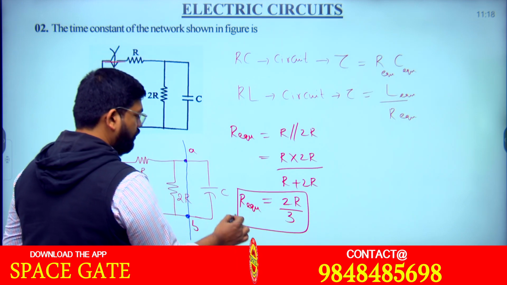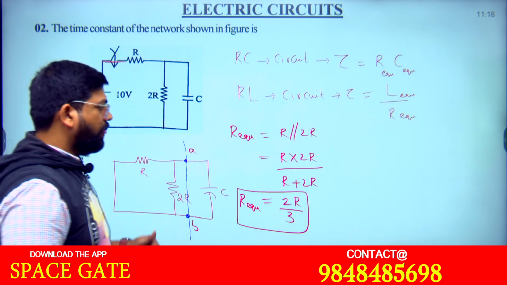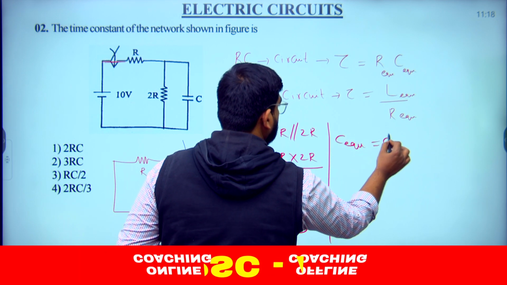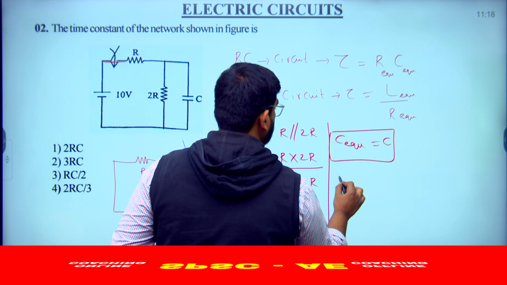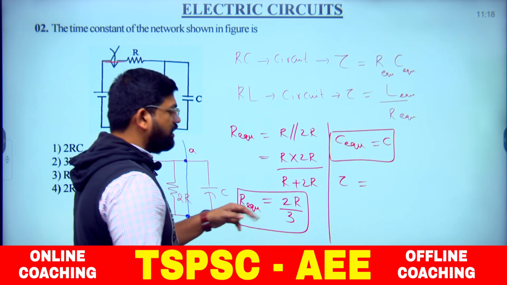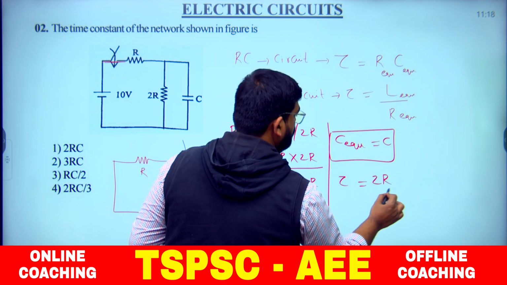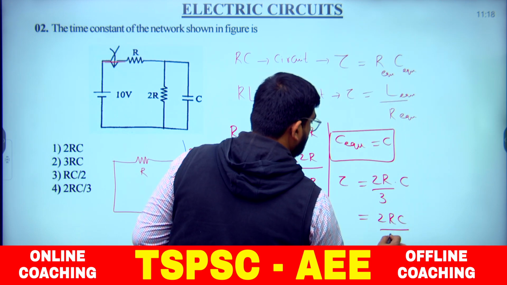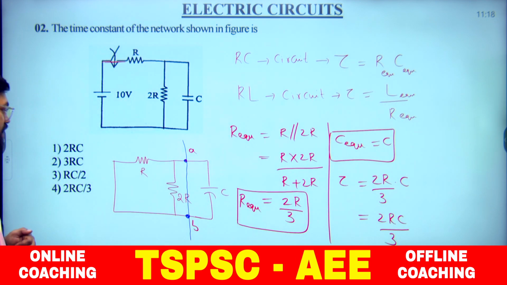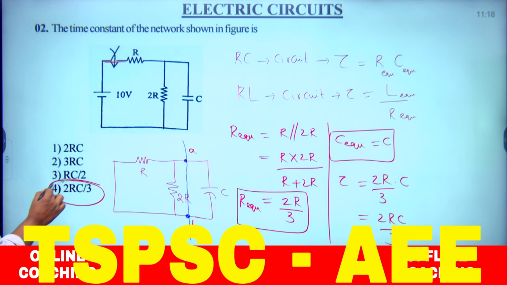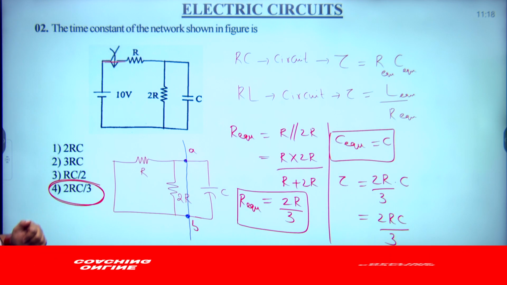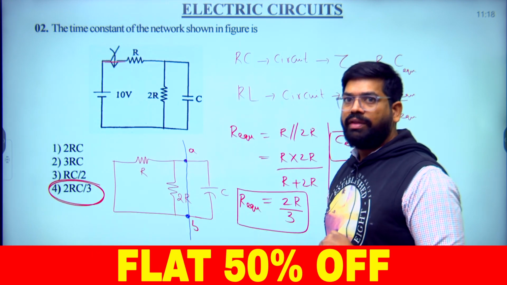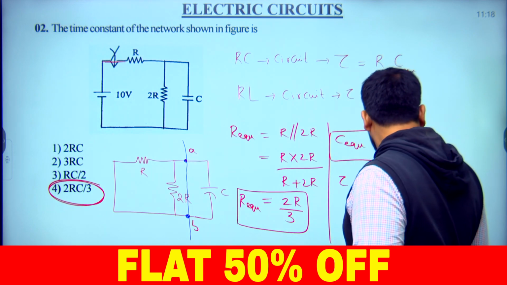Understood? Now if you go with C equivalent, we have only one capacitance, so C equivalent is only C. Now substitute in the relation. R equivalent is 2R by 3, and C equivalent is C. So we write 2RC by 3 as the time constant, which is in seconds. So which one is matching with our result here? 2RC by 3 is the time constant for this circuit. Okay. Now move on to the next question here.